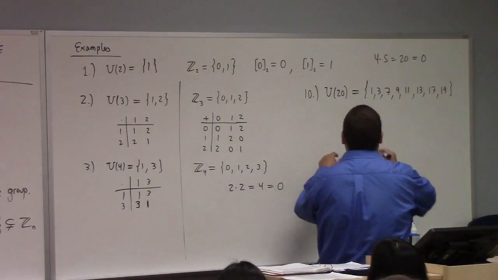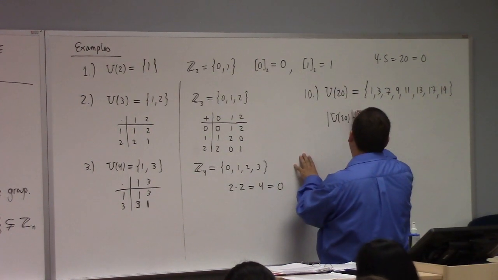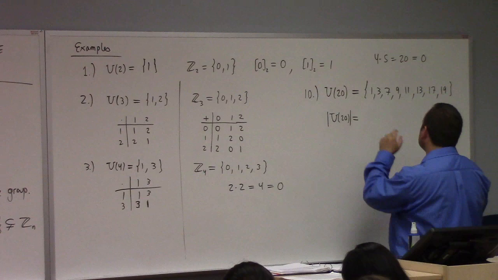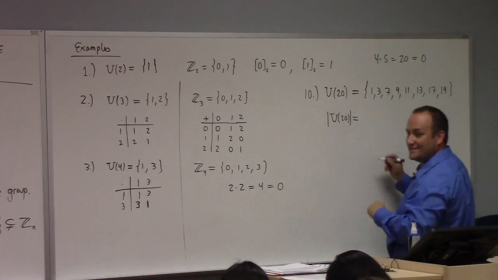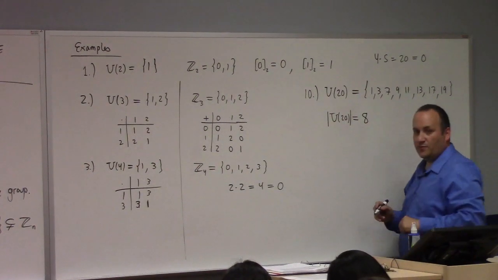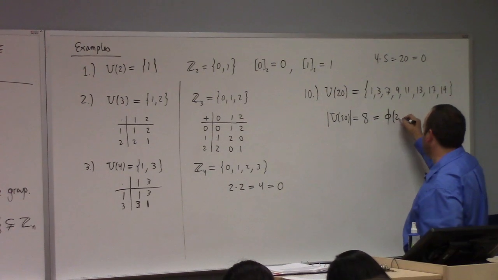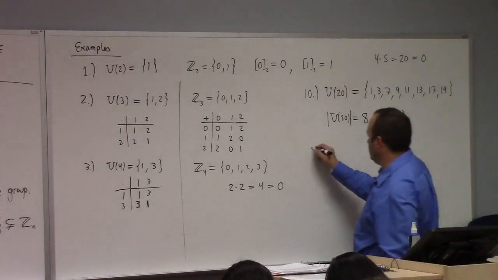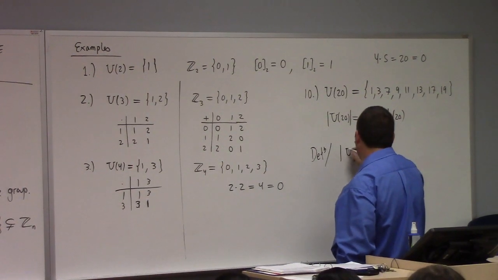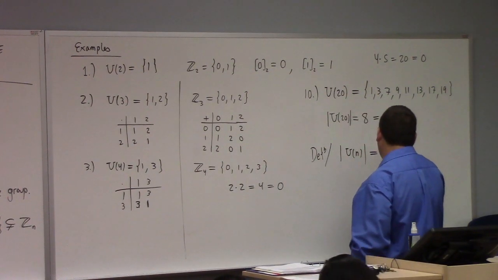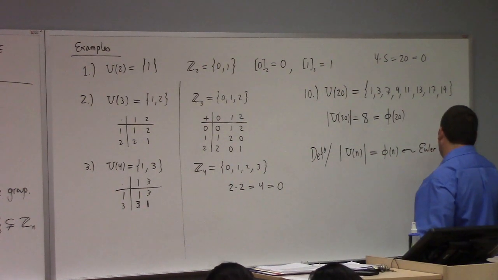What's the order of U20? Looks like 8, right? Now, this order has a name. It's called the Euler phi function, or Euler's totient function. This is phi of 20. So, definition: the order of the group of units is defined to be phi of n. This is the Euler phi function.